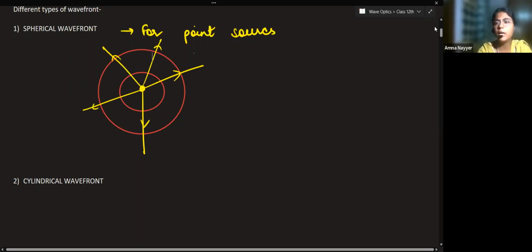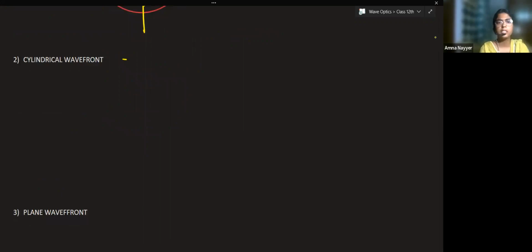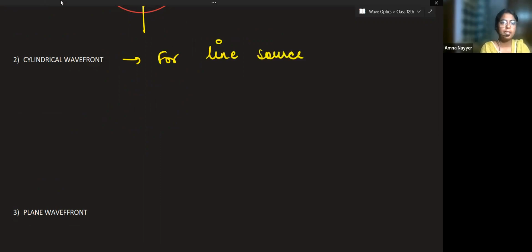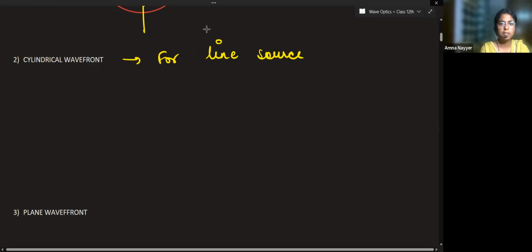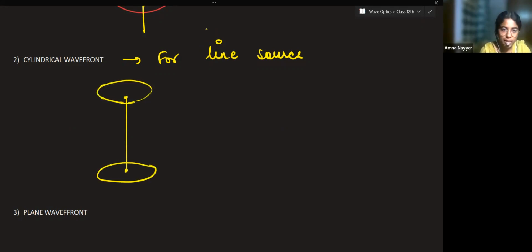Now let's say you have a line source. This was a point source. Points join and make your line. Line source means my source is this line source. Now what will happen? At this point and at this point, similar waves will be generated. And here also this will be generated. What will happen? Ultimately, a cylindrical wavefront will be obtained.